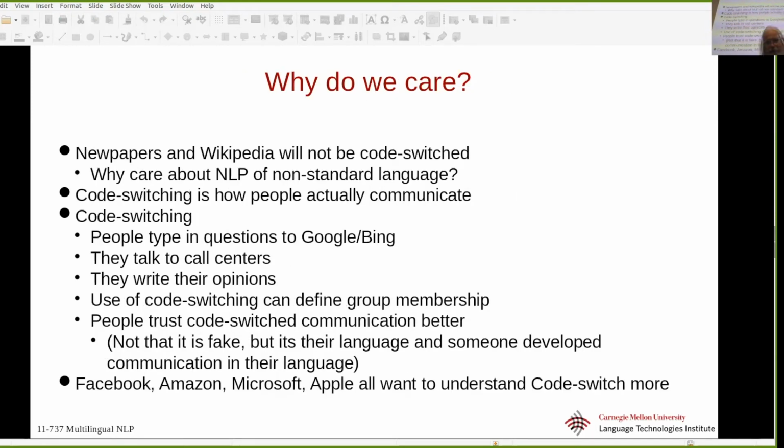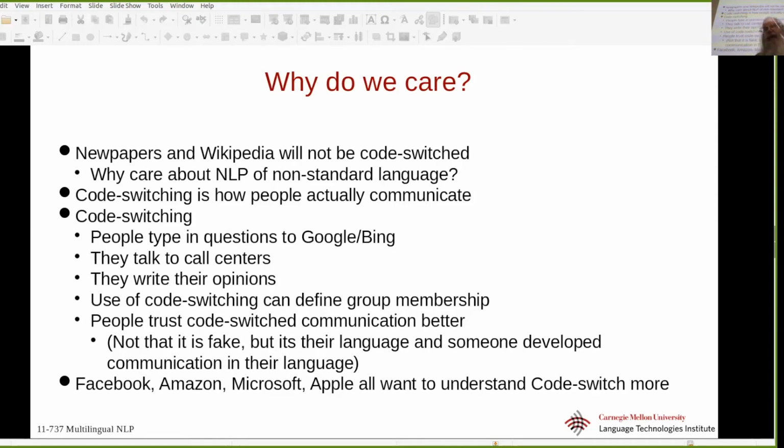Why do we care about this? Everybody speaks English or Putonghua, so why do we care about these other languages? Why do we care how people actually communicate? Newspapers and Wikipedia are not going to have code switched or Pidgin. I mean, they have a bit, but not really, because people are going to go into their formal education mode. So why should we care about actually doing NLP?